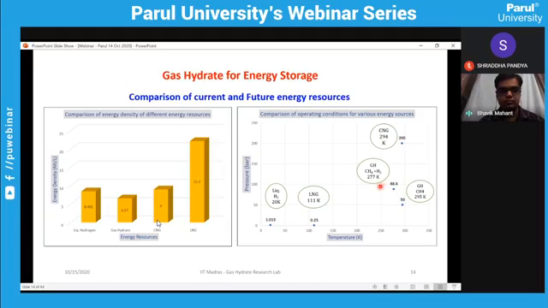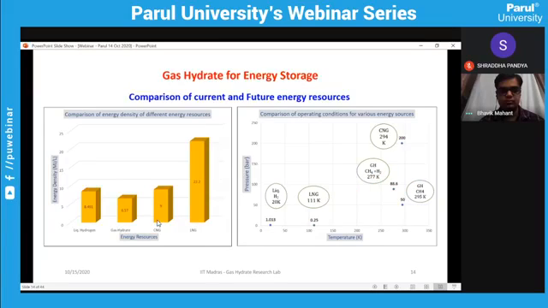If in future there is a requirement for methane and hydrogen storage in the form of gas hydrate, then it is also 277 Kelvin, which means nearly 4 degrees Celsius. We can easily achieve this, and the pressure is also not that much. So gas hydrate is one technology which we can use for the storage and transportation of energy. Solid we can transport more easily than liquid or gas. So this is the best technology which we might use in the future.